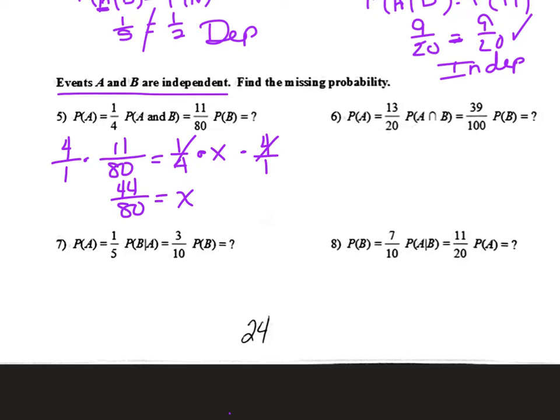So this one is the same idea. 39 out of 100, we're telling you they're independent, so 39 out of 100 is equal to 13/20 times X. We're making that our X. So I'm just going to multiply by the reciprocal, or you can just divide by 13/20 when you have your calculators. They just do that.